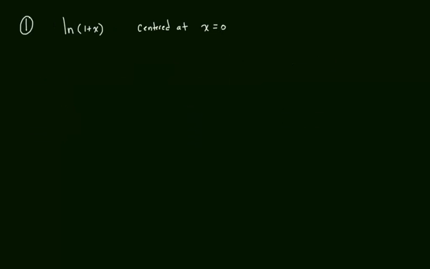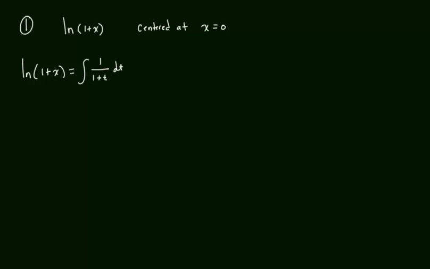In example 1, we're asked to find a power series for the natural log of 1 plus x, centered at x equals 0. Now, we've done this example before, but we're going to look at it a little bit more carefully with some new terminology. We'll start by saying that the natural log of 1 plus x is the antiderivative of 1 over 1 plus, now I'm going to use a dummy variable t here, dt.